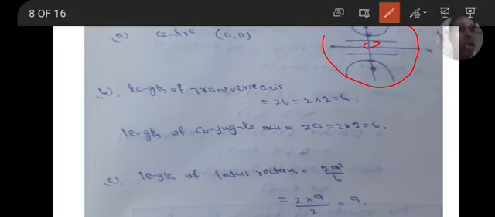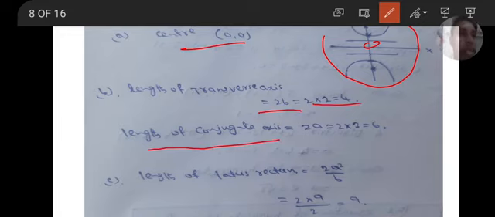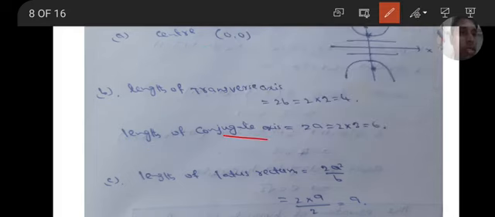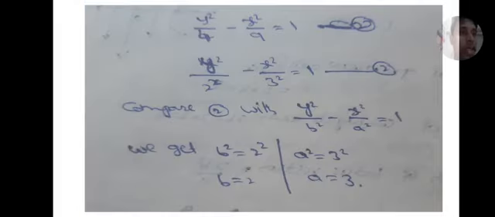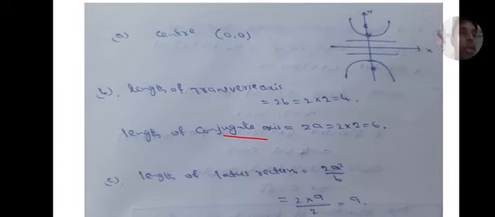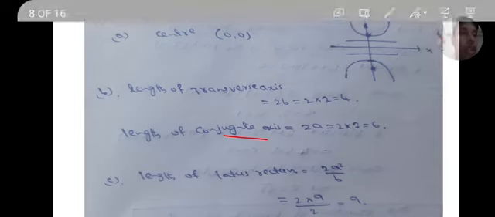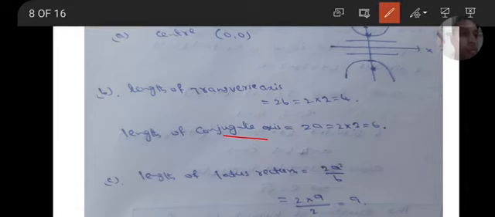Center is 0, 0. Length of transverse axis means along the y-axis. Length of transverse axis is 2b, 2 into 2, 4. And length of conjugate axis 2a, 2 into 3, that is 6. Okay, next, length of latus rectum. Length of latus rectum 2a square by b, that is 2 into a square means 3 square by 2, 2 cancel, b means 2, that is 9.